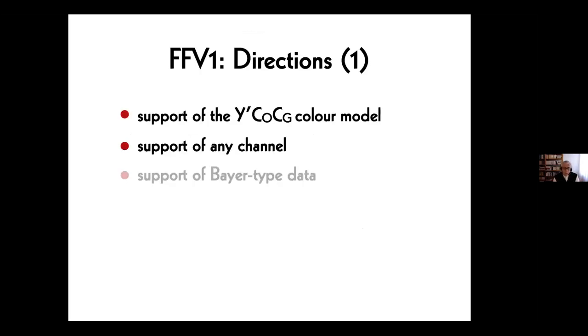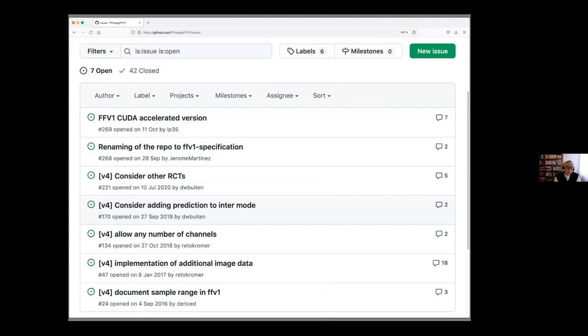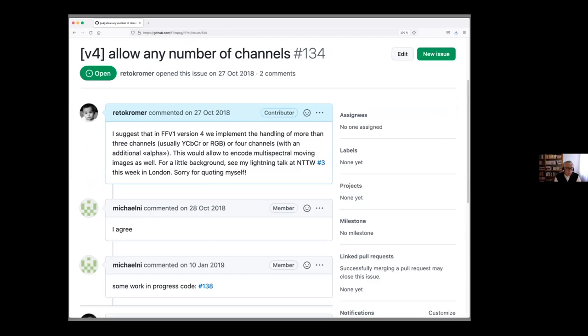Four years ago, at the second No Time to Wait in Vienna, I suggested some possible improvements to the FFV1 codec. I personally consider that the support of any channel is the most important. Therefore, I filed an issue on GitHub, where the FFV1 specification is discussed and written and modified. The third item from the bottom is what I put on GitHub, and in January 2019, that's almost 3 years ago, Michael Niedermayer worked on a possible implementation.